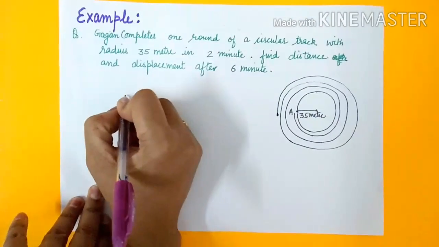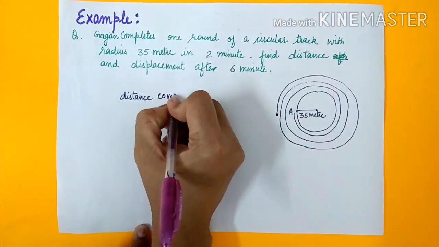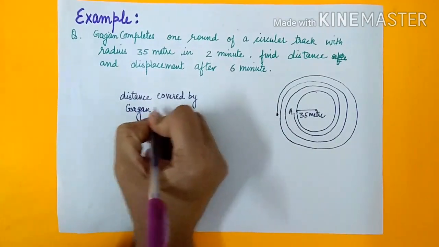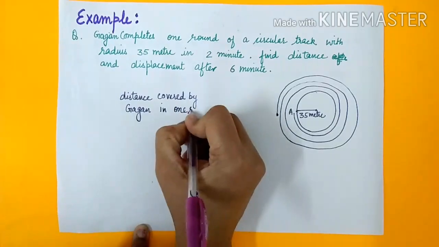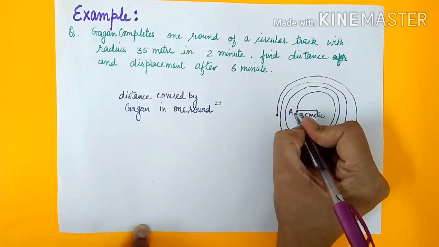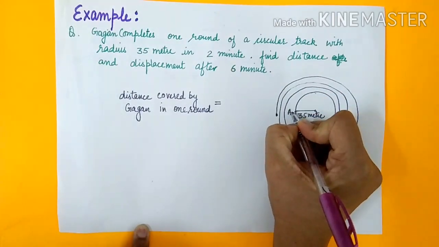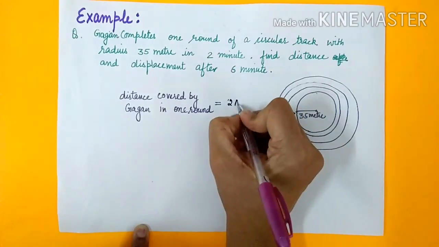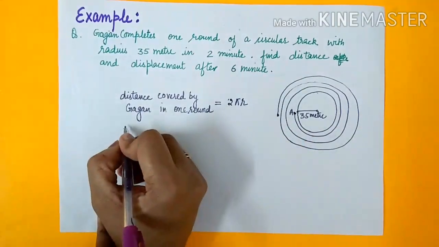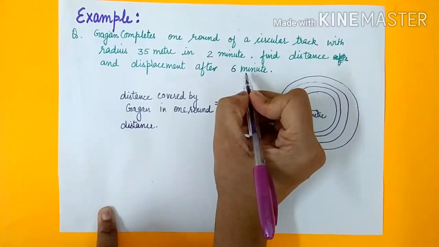So now, first we calculate the distance. The distance covered by Gagan in one round is equivalent to the perimeter of the circle, because he started his journey at A and ended his journey after one round at point A. So it is equivalent to 2 pi r, because the circumference or the perimeter of the circle is 2 pi r.